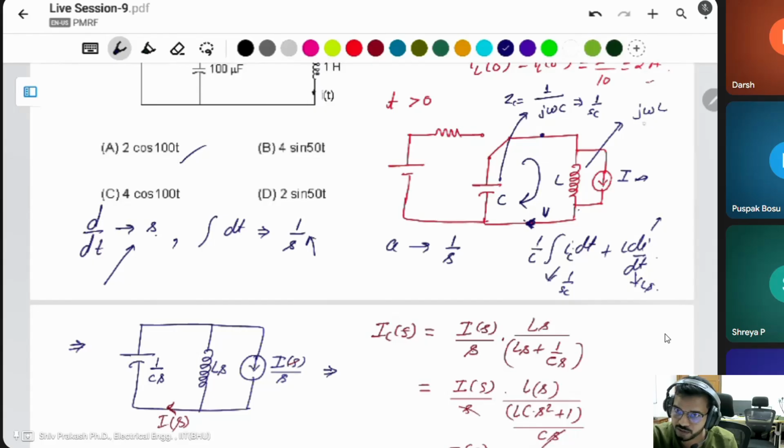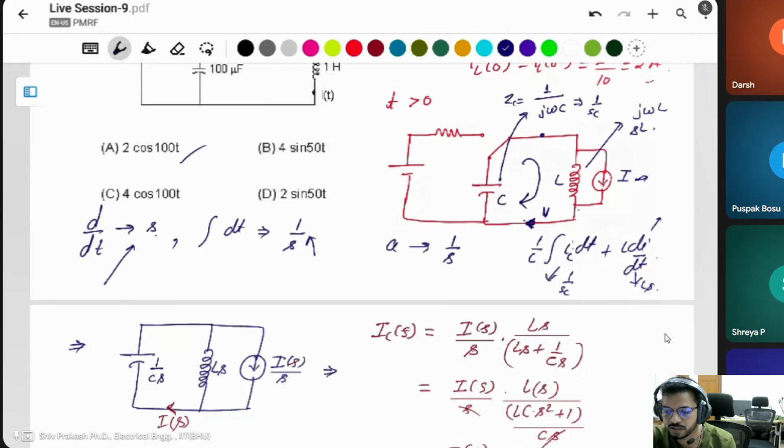So you know about the Laplace theorem. S is j omega simply. This is the SL. Then you can simply replace like that. Capacitor replaced by 1 by SC, inductor replaced by SL. Then your circuit is easy to solve, like simply impedance, series and parallel combination.